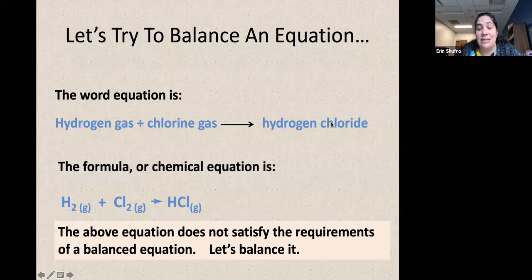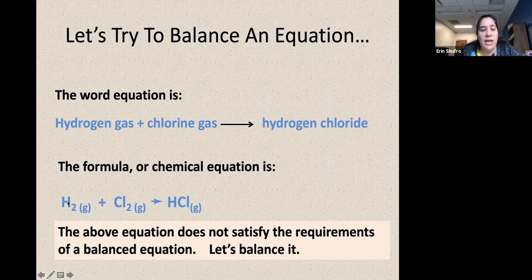It's not an acid in the gas form. It's just hydrogen chloride. So again, hydrogen gas plus chlorine gas gives hydrogen chloride gas. But this is not balanced. This is just the formulas written down, but it's not balanced.